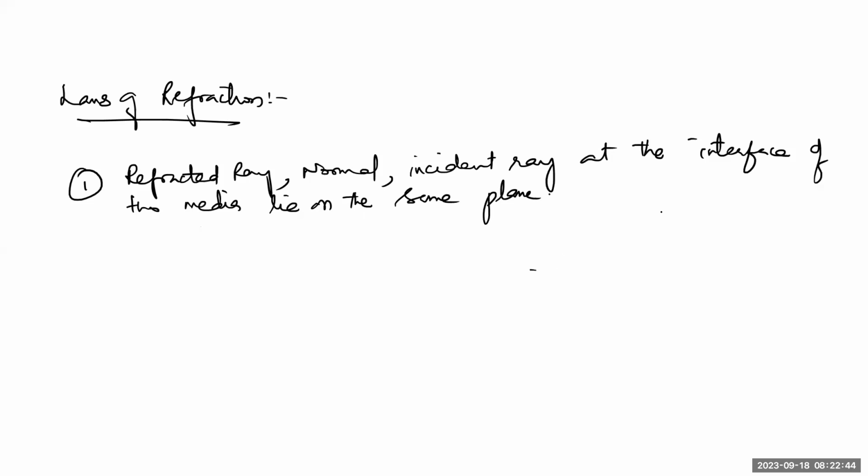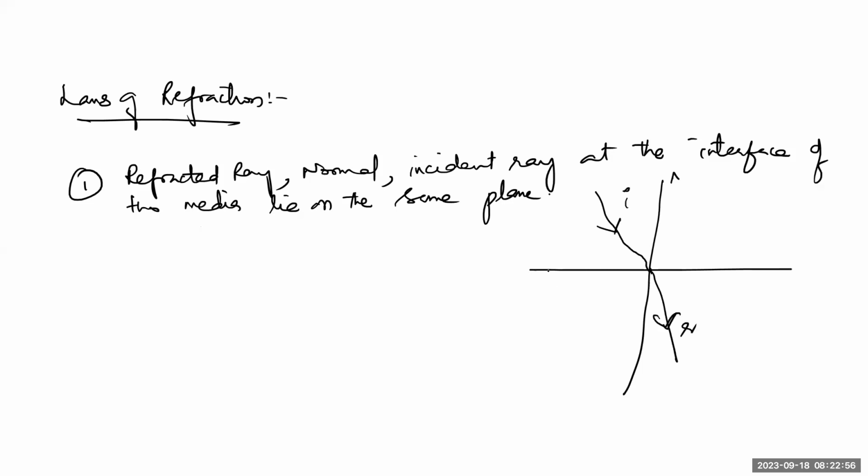Interface means what? We are talking about this one. If this is my incident ray, and this is the refracted ray, and the normal. We are talking only at this point, not in the media. At this point, this is your incident ray, this is your refracted ray, and this is a normal. All these three at the interface, lying on the same plane or not? Yes, sir. They are lying on the same plane.